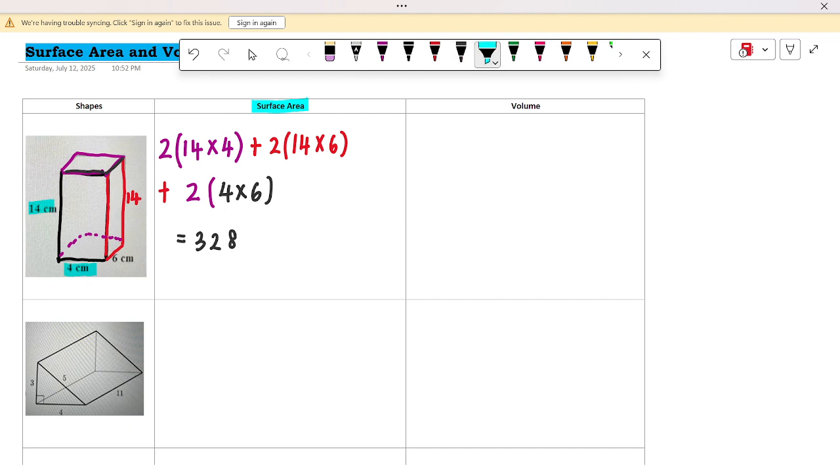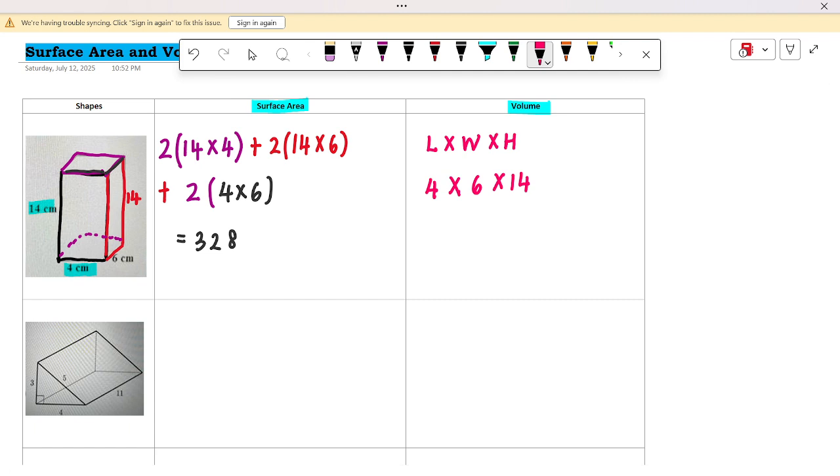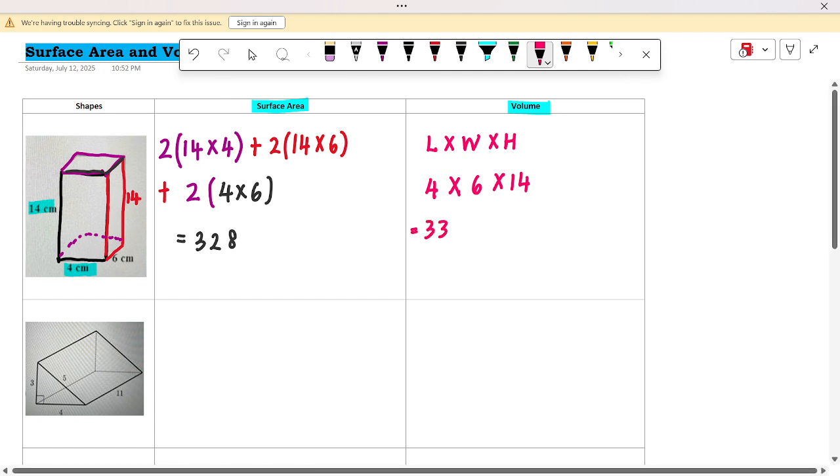When we are calculating the volume of a cuboid, it is very direct: length times width times height. So your length is 4, your width is 6, and your height is 14. That's all. 4 times 6 times 14, which will give you the answer 336. Okay, so the first shape is done.